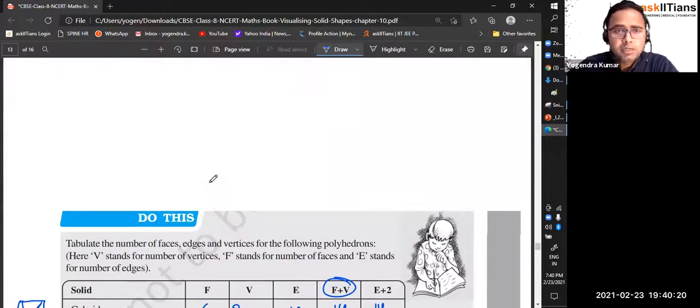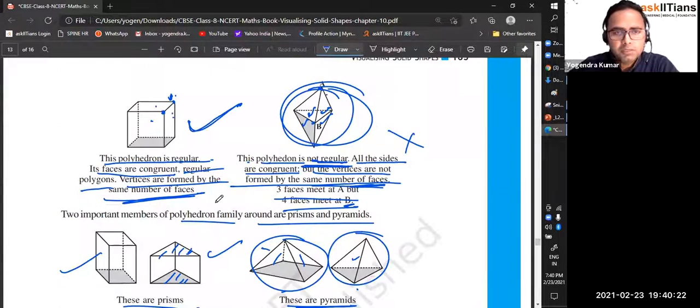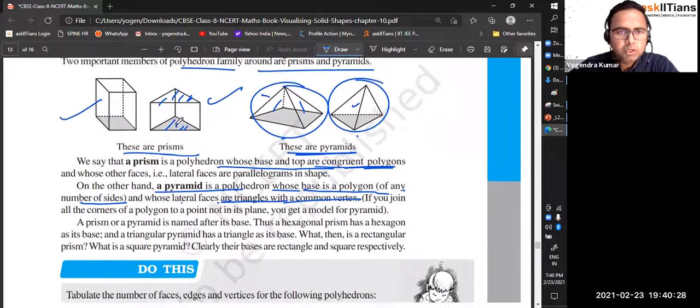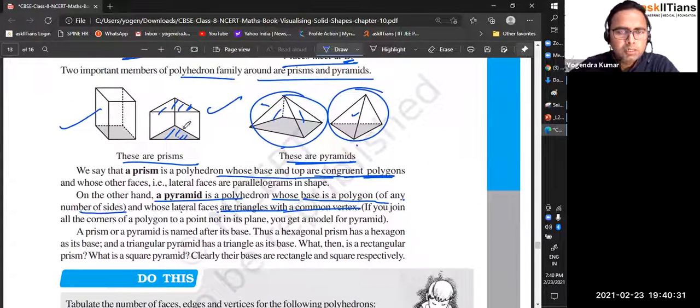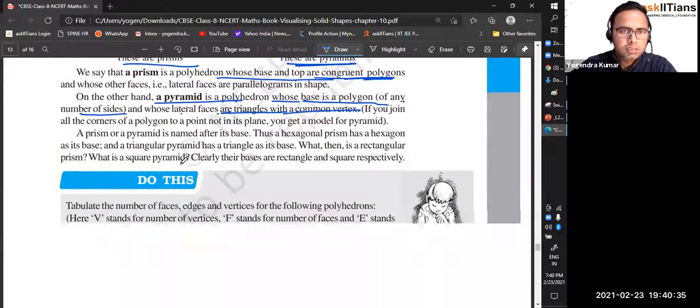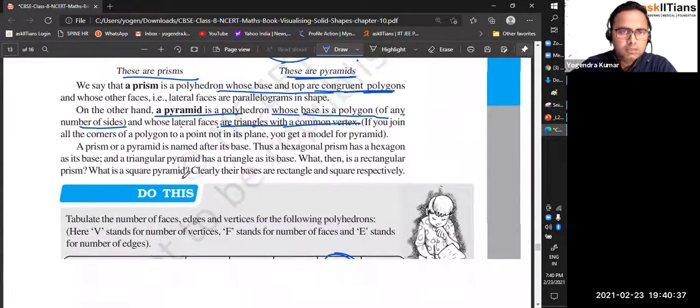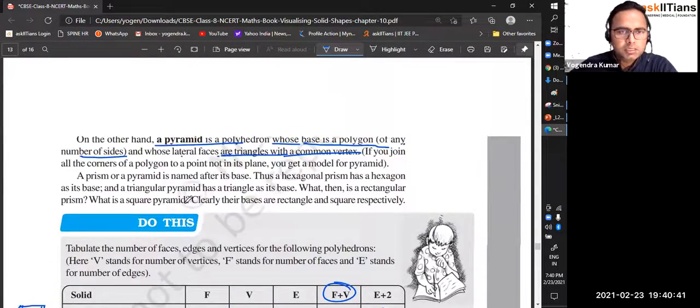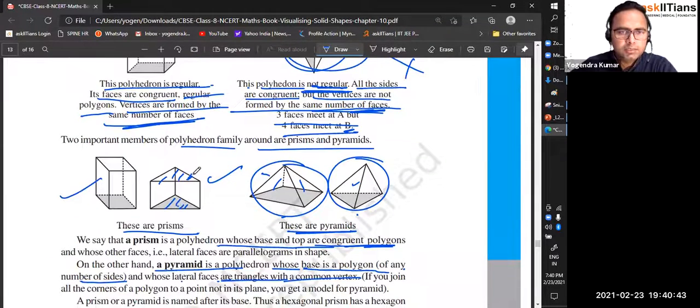Triangular prism. This is the triangular prism. So how many faces are there? 1 up, 1 down, 1 in front of you, another one. So 3 side faces and 2, that makes 5 faces. How many vertices are there? Can we count that? 6, right? You can see 6 vertices.